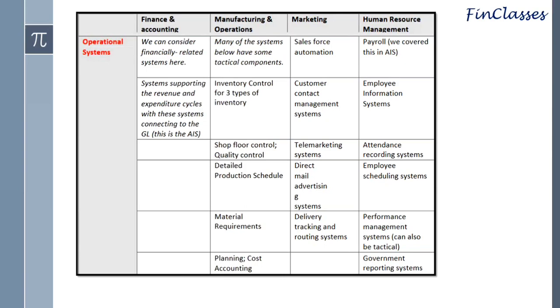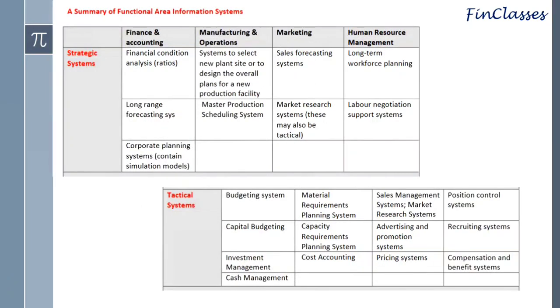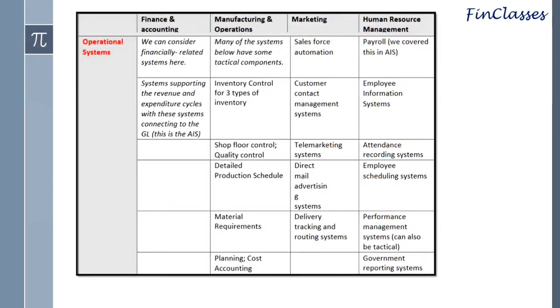These are the basic things about understanding what functional information systems are, what the different departments and functions available are, and under which, what the different types of functional information systems are that we can see. Hope this is helpful. Just pause somewhere and look at these different categories of functional information systems.